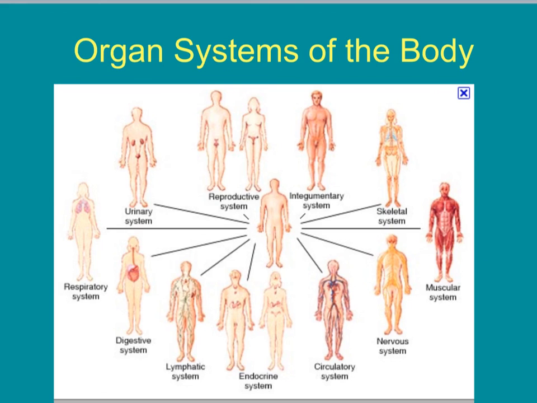This diagram shows the various organ systems of the body. Like I said, there are 11 of them, and they all work together to help function the organism.